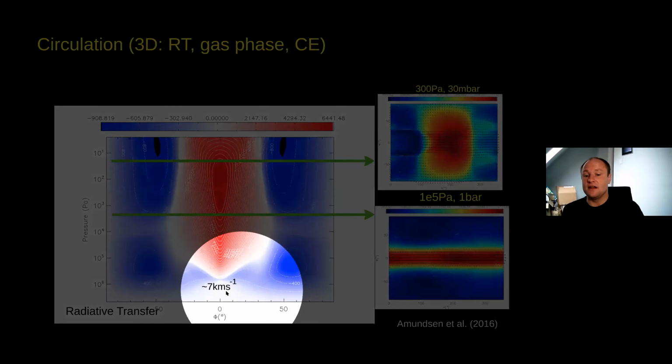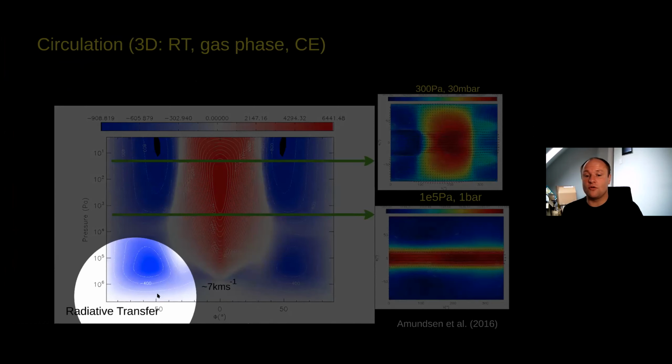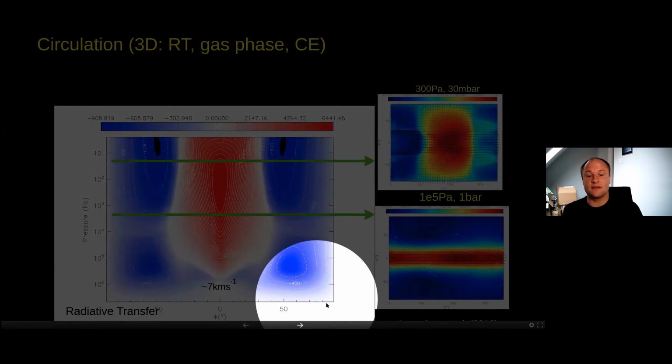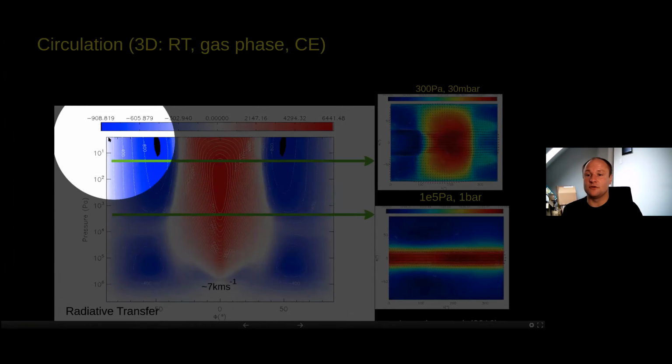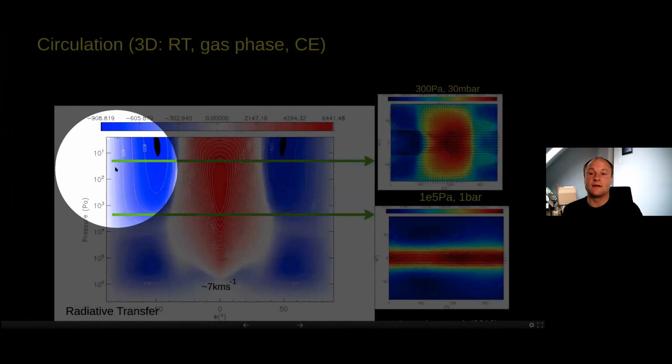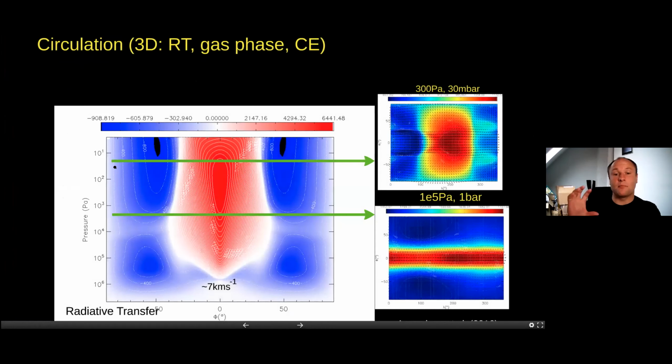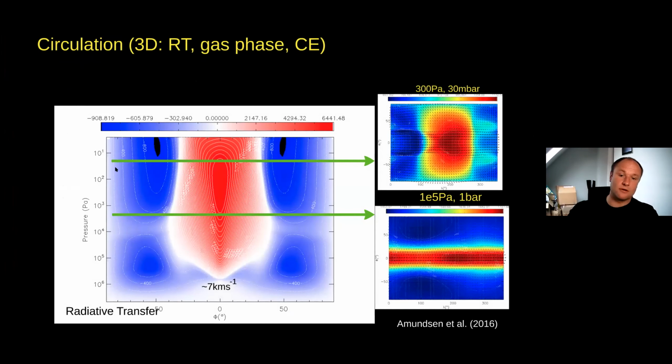This is the latitude from the North Pole to the equator and the South Pole, and then pressure from deep in the atmosphere up to millibar, where we may see transmission spectra sort of dominates, to the top of the atmosphere. Now, the red is a prograde flow going with the rotation.